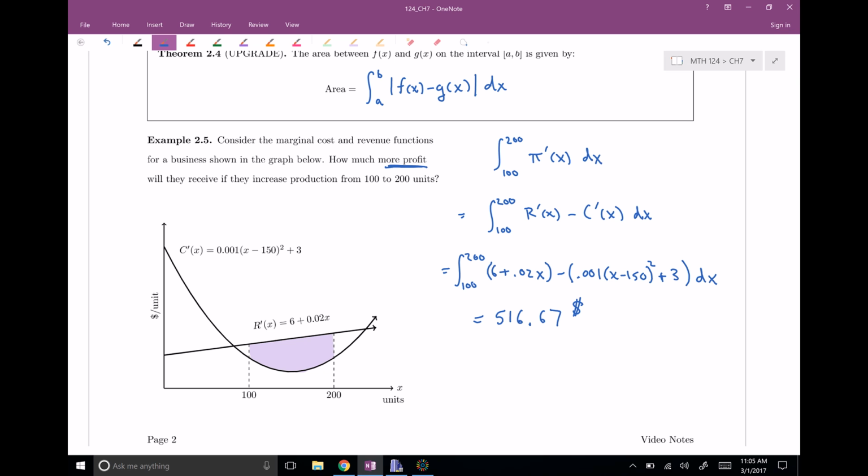$516.67. So again, the question was, how much more profit will they receive if they increase production from 100 to 200 units? They will profit $516.67 more if they increase that production. All right, so now you can see that, again, area between curves can really be used for something. So this is where we're going to end. We'll go over some more examples in class. I'll see you then.